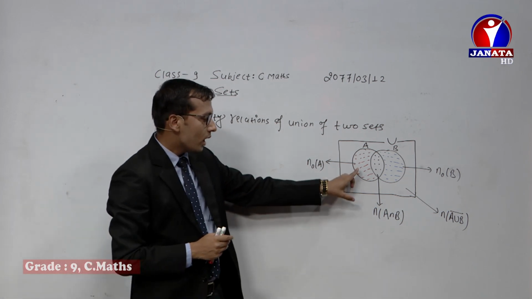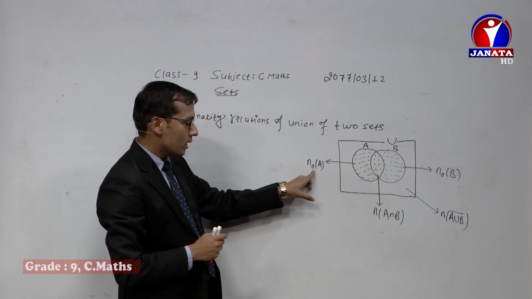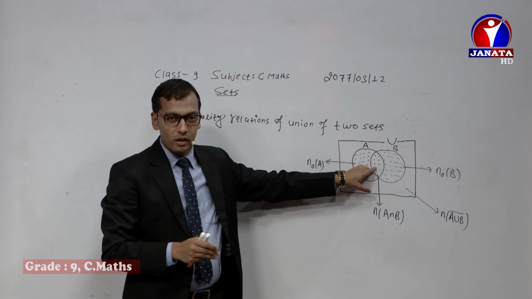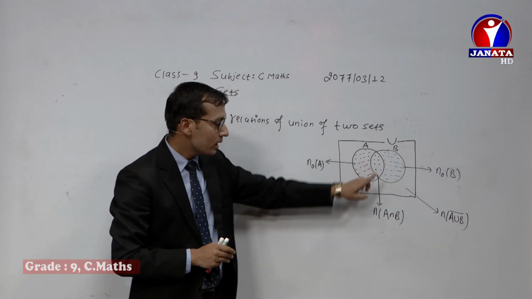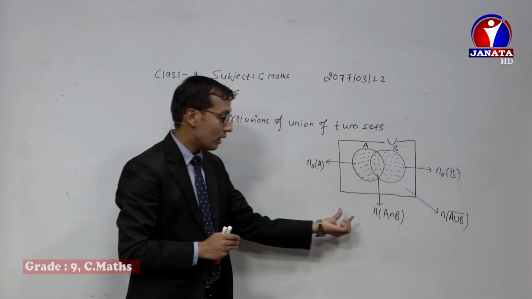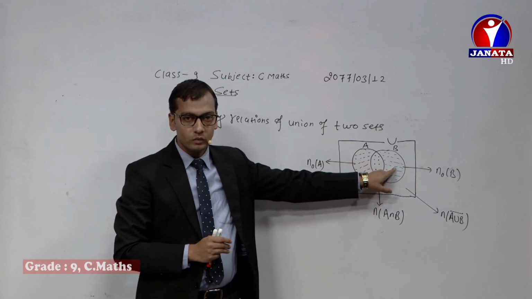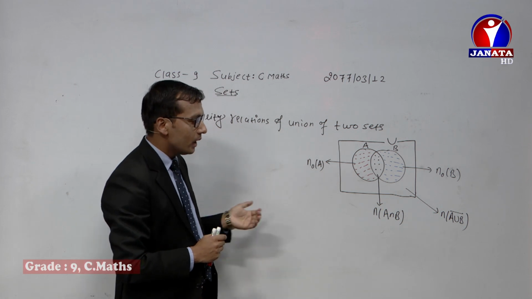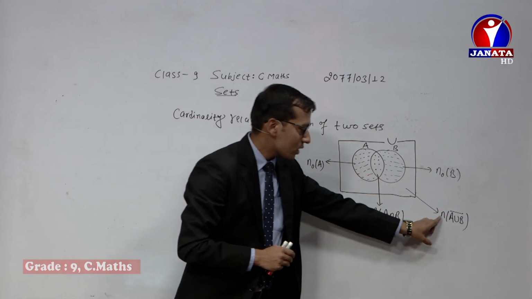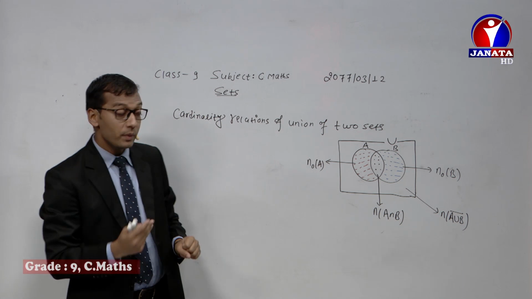In total, we can see in the diagram there are four different regions under the universal set U. The first region is n only A, also called A difference B. The middle region, the common region of the two sets A and B, is the intersection, n of A intersection B. The third region is n only B, also called B difference A, and the last one is the outer region, n of A union B complement.